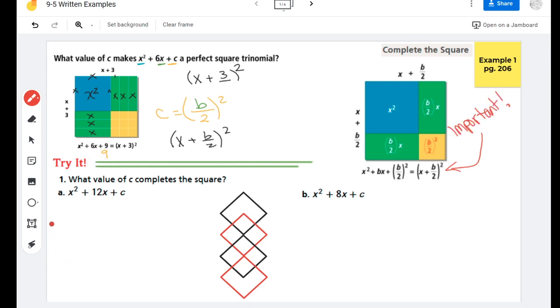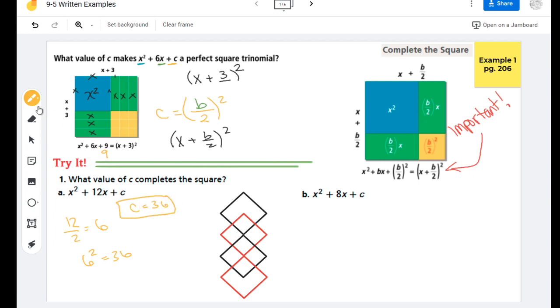Let's go ahead and try to do this without an area model. Again, the first thing I'm going to do is take this b term and divide it by 2. And then whatever number that is, you square it, and that'll be your c value.